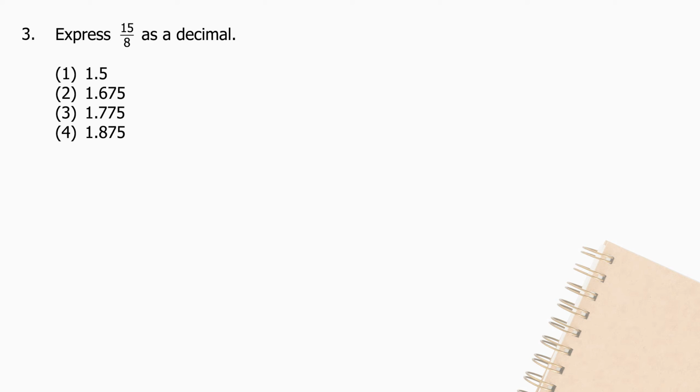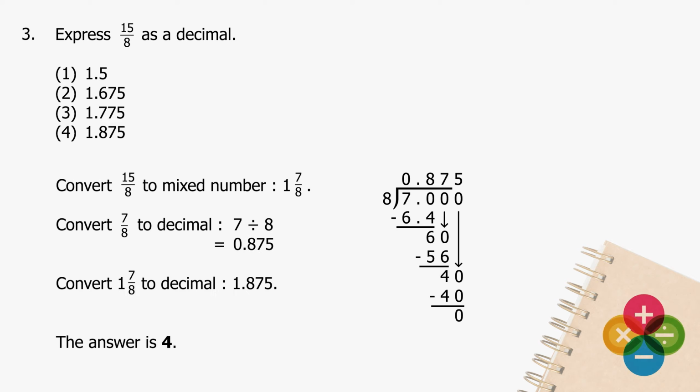Question 3. Express 15/8 as a decimal. Convert 15/8 to mixed number will be 1 and 7/8. Convert 7/8 to decimal will be divide 7 by 8, and the quotient is 0.875. Convert 1 and 7/8 to decimal will be 1.875. The answer is 4.